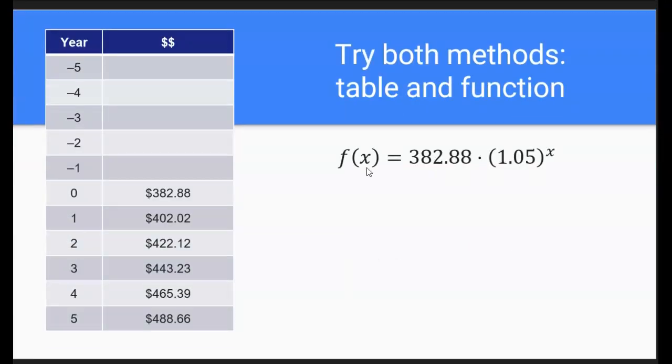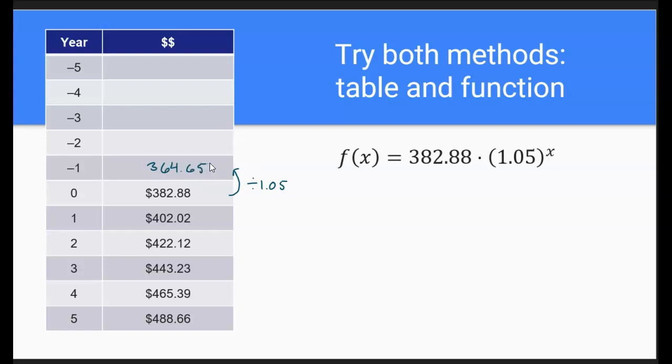Well, this is the same function, right? This is where we started. We calculated up. We could just as easily calculate back, right? But now instead of multiplying, we're going to divide by our common ratio, divide by 1.05. So let's see what that is. 382.88 divided by 1.05. I get 364.65.